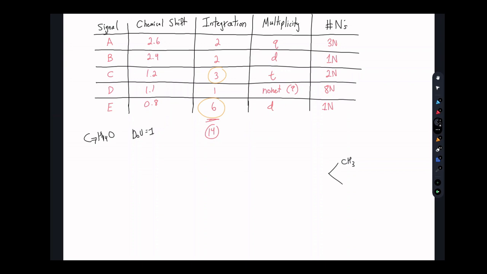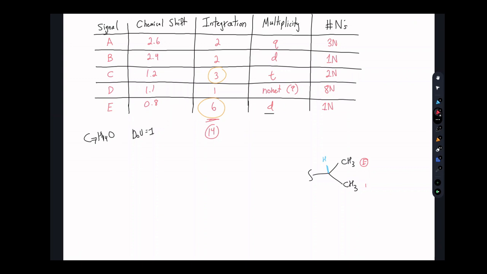isopropyl group, right? 6 hydrogens that are identical, and they're a doublet, right? Remember that an isopropyl group, by definition, has that hydrogen here, which we would expect then these signals of 6 integration to be a doublet. Awesome. So 6 integration doublet, these are signal E for now.